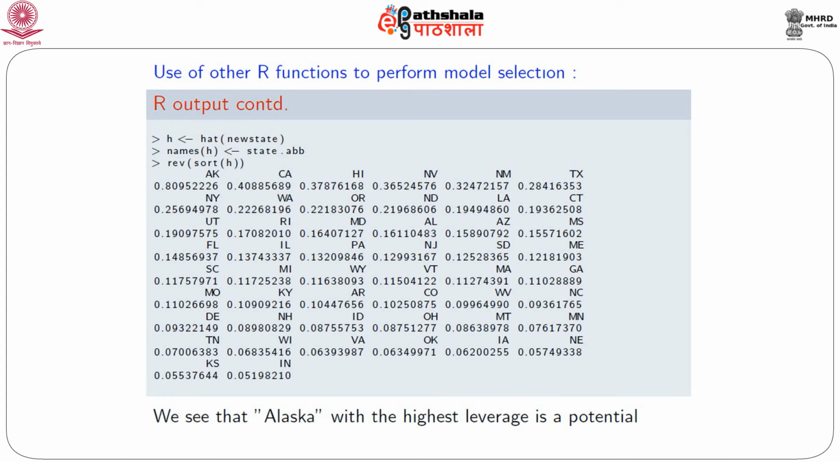We can also look at the leverages and see which row of data can be deleted, because outliers also affect the selection of variables. So, we use the rev sort H functions. By H, we denote the hat values of the new state data set, and we use the function rev sort on the hat values, and we see that Alaska has the highest leverage and is a potential outlier. So, we can remove that row of data and we can perform the previously discussed variable selection techniques to obtain the significant variables.